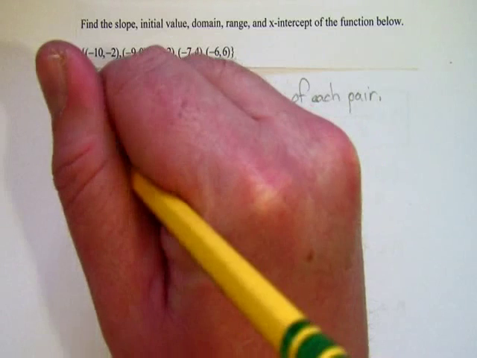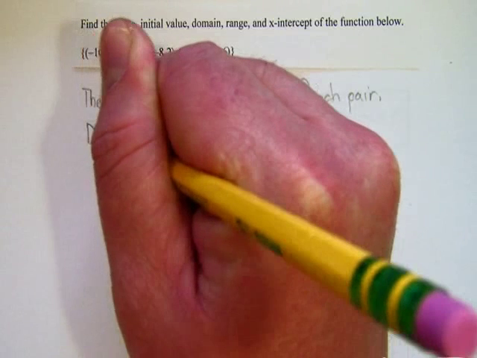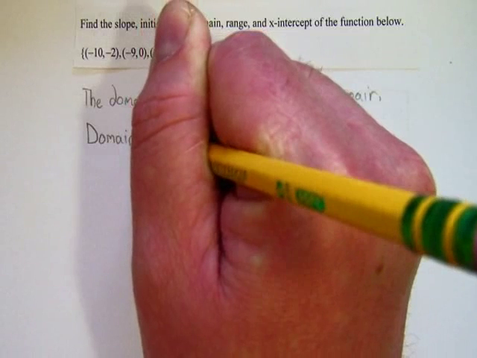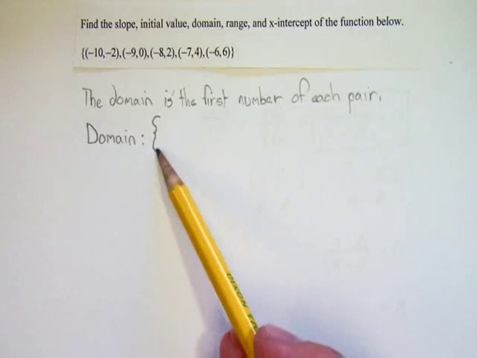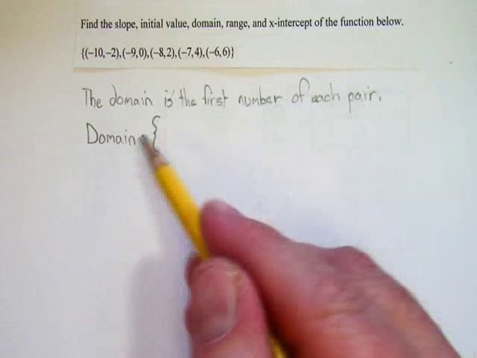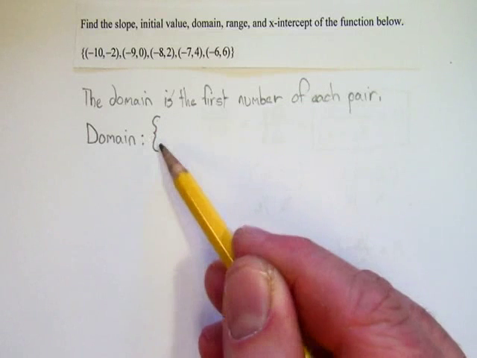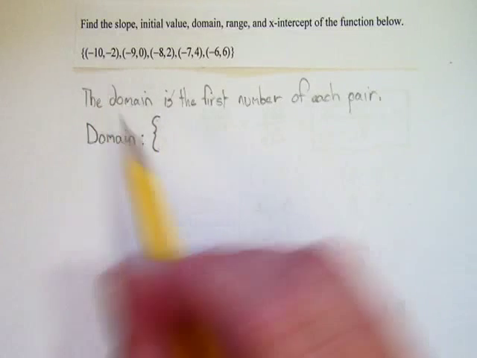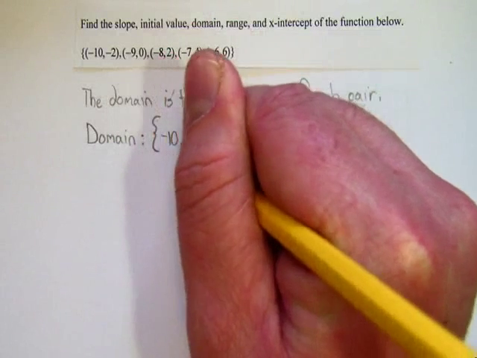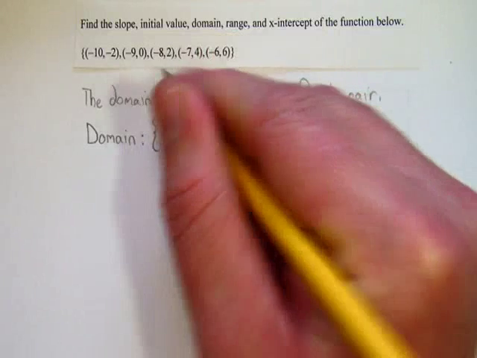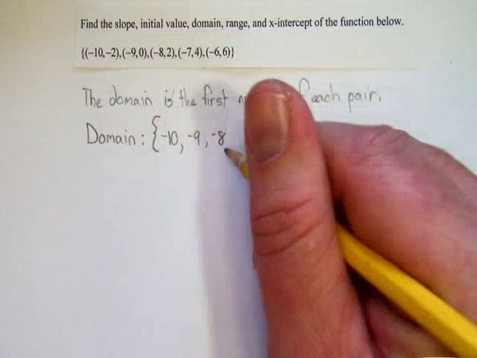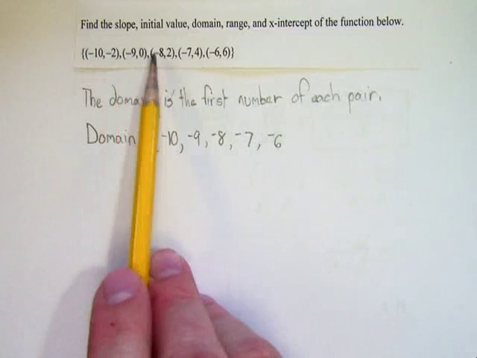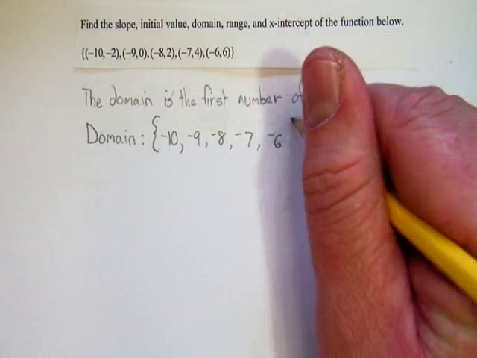And so when we go to write this, we would say that our domain is the set of all numbers, and we represent this set with a curly bracket. Looks like a sideways mustache. And then we write all the numbers that come first in the pair. So the first one is -10, and then -9, -8, you might start to see the pattern on this, -7, and -6. So the domain is the collection of all the numbers that come first.